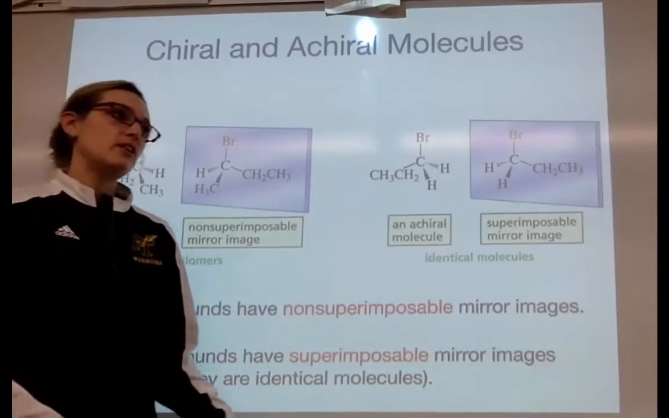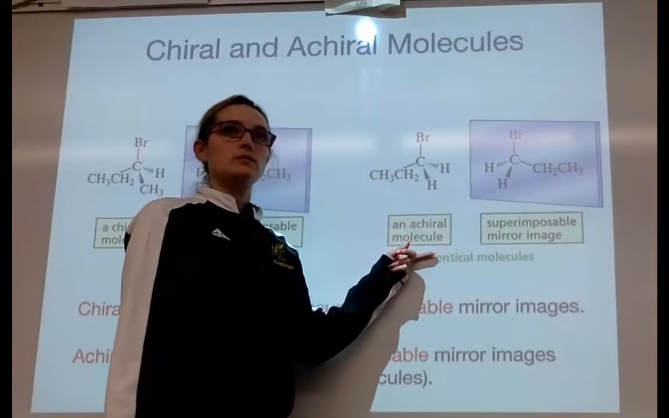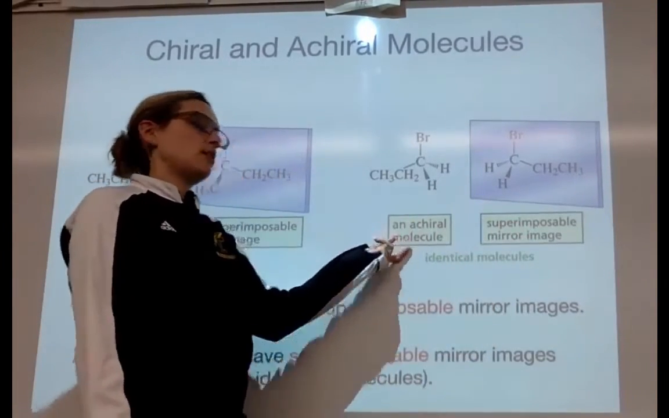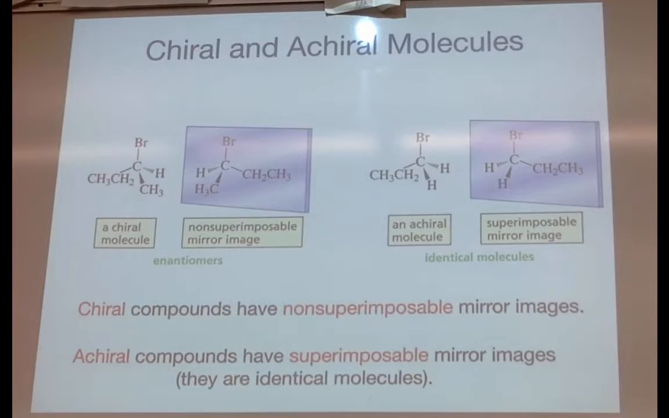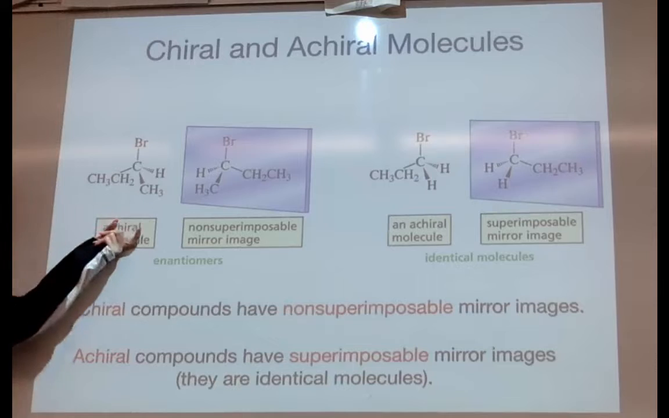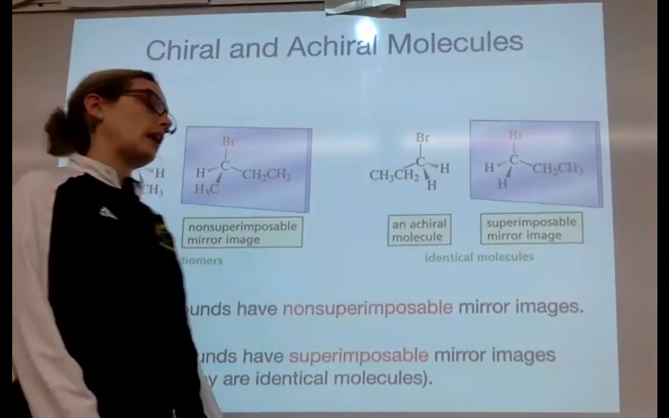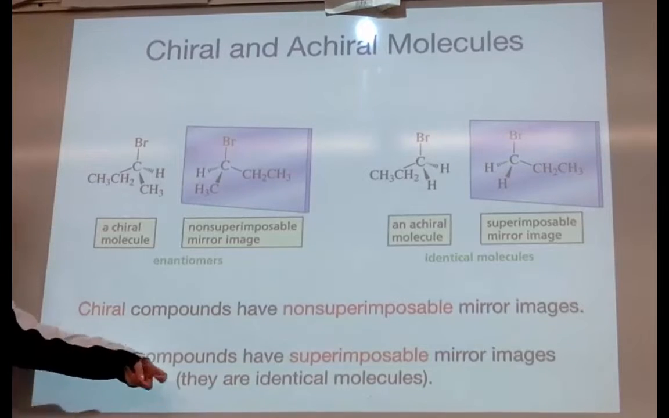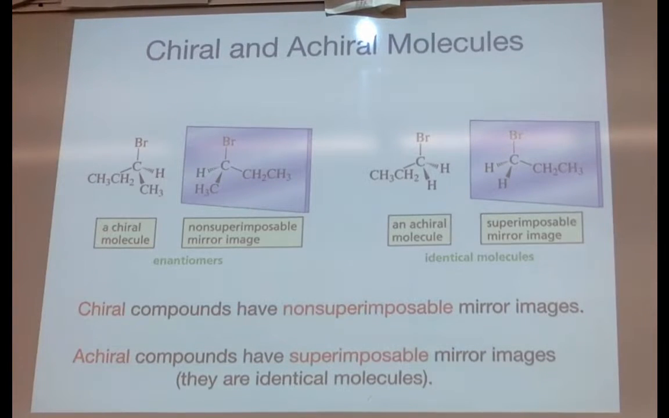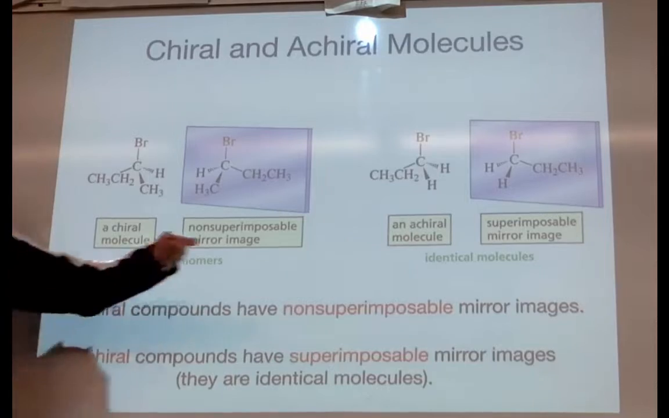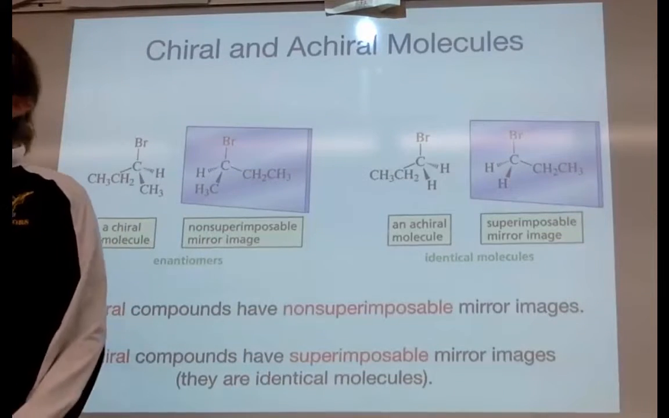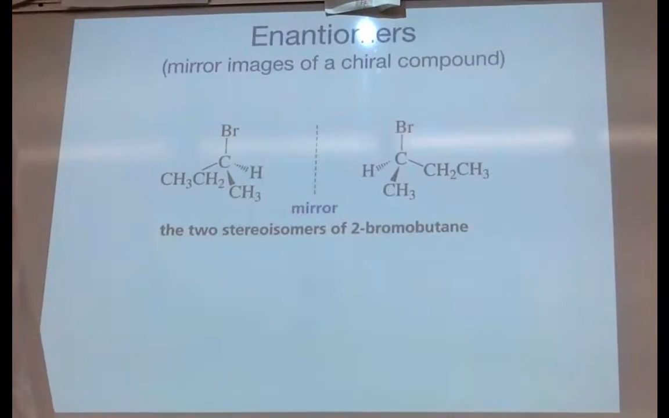So one thing to make note of is this says it's an achiral molecule. Its mirror image will be superimposable. You can lay it on top. Because in order for it to be an enantiomer, it needs to be a chiral molecule. That's the first thing that we can look at. So chiral compounds have non-superimposable mirror images. Achiral compounds have superimposable mirror images, right? Achiral compounds are identical molecules. If you have two molecules, and you're like, okay, this is achiral, well, that means if they give you another one that looks like it, it must be identical, because it doesn't have a chiral center.